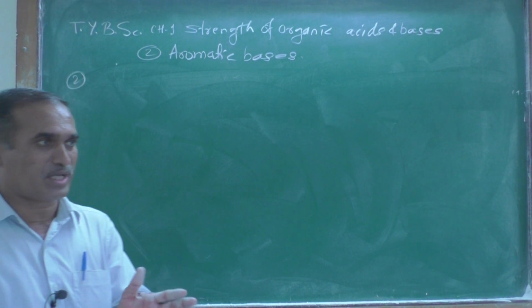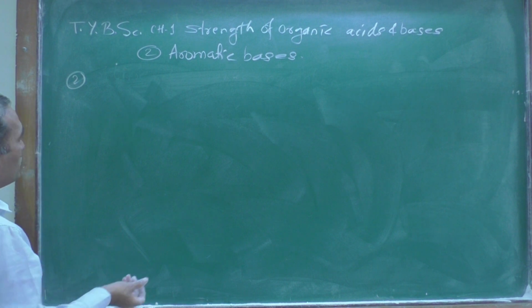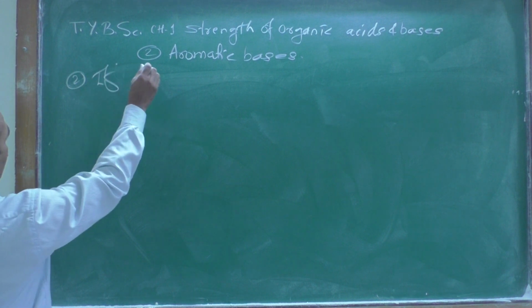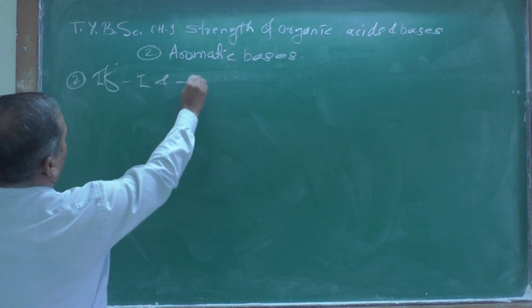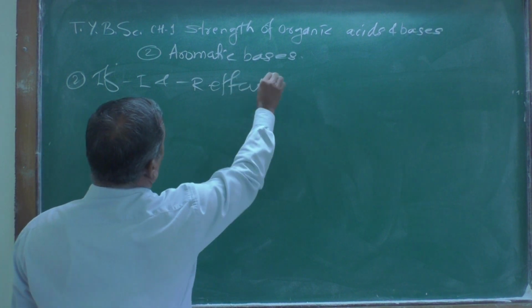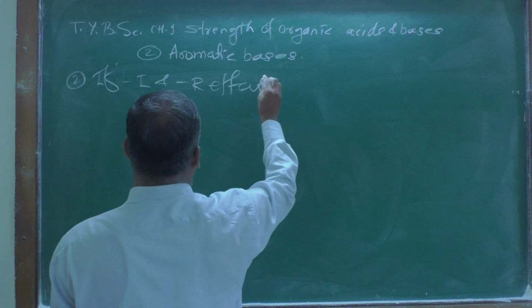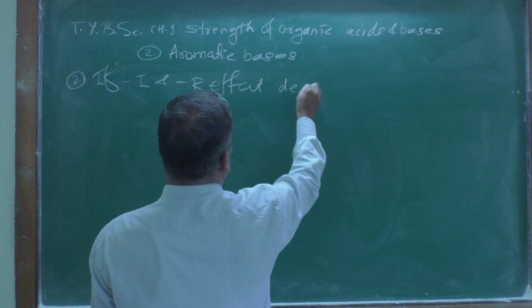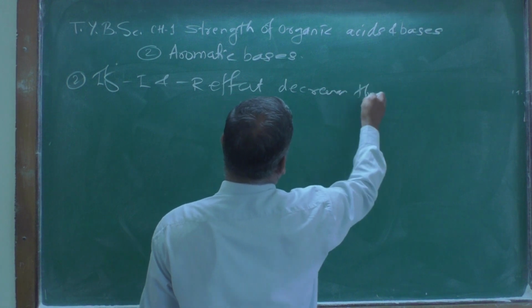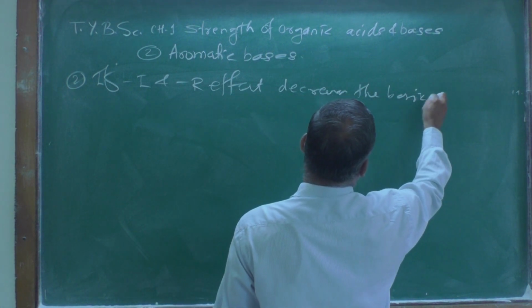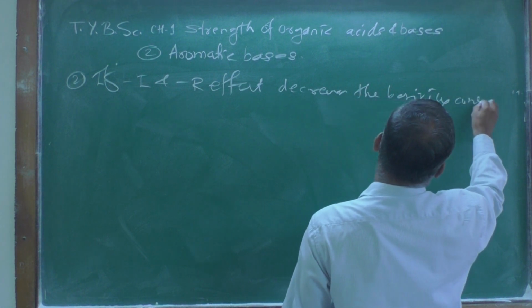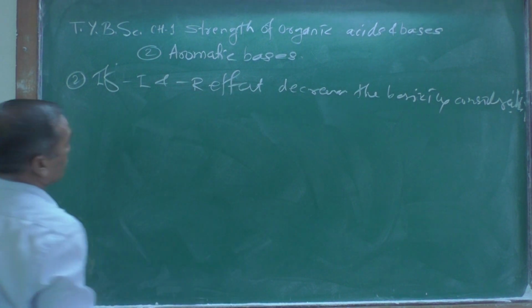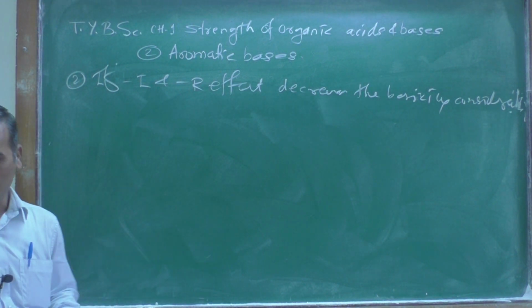Second application: as we know that the aniline, if the electron withdrawing group, minus I and minus R effect increases, the minus I effect and minus R effect decrease the basicity considerably. Explain. So what do you mean by the minus I effect and the minus R effect?